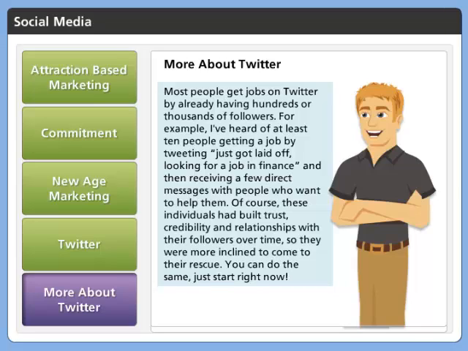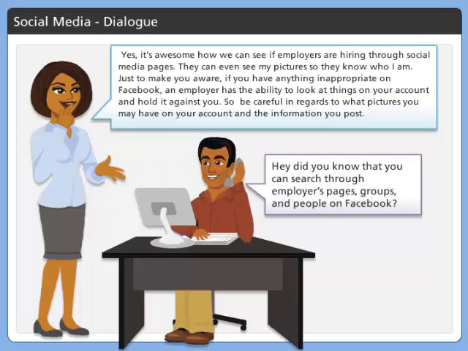Just start right now. Hey, did you know that you can search through employer pages, groups, and people on Facebook? Yes, it's awesome how we can see if employers are hiring through social media pages. They can even see my pictures so they know who I am. Just to make you aware, if you have anything inappropriate on Facebook, an employer has the ability to look at things on your account and hold it against you. So be careful in regards to what pictures you may have on your account and the information you post.